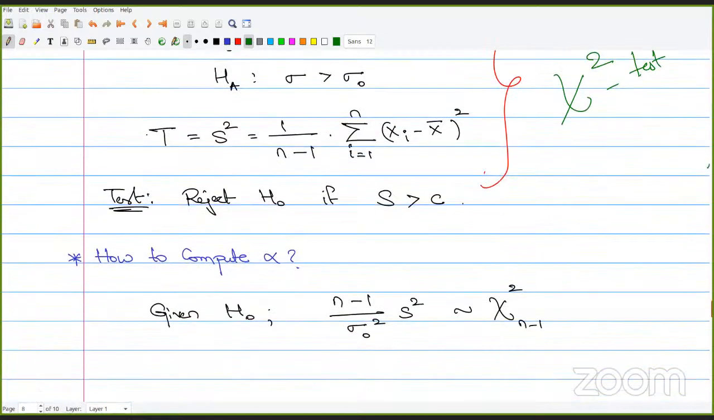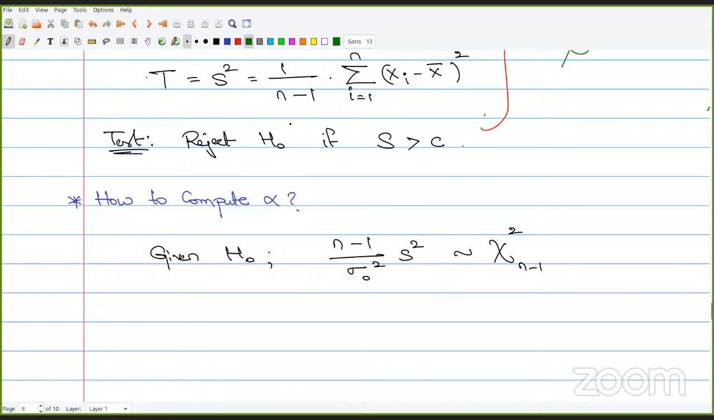So how do we compute alpha? Sir, in this case also, if instead of sample variance, if some list of samples are given to us, then we will have to compute the sample variance. Yeah, you have to compute. Using calculator, you can compute. Okay. So how do we compute alpha?